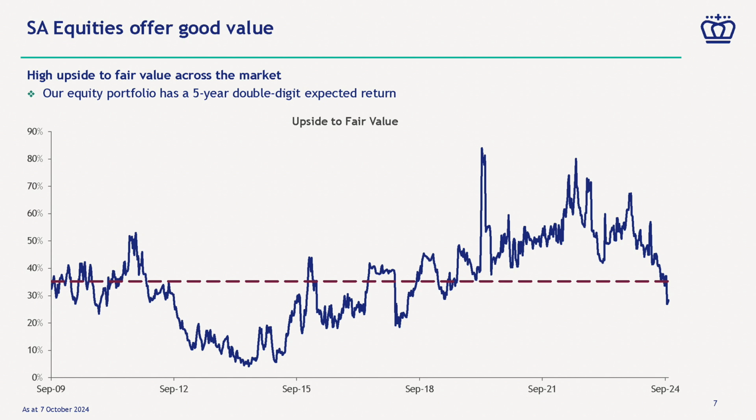Another data point here, just confirming that view that our SA equity market is cheap, is our own internal assessment of upside to fair values. Again, a long-term graph from September 2009 to today, showing you that the upside to fair value has come in from 6 to 12 months ago. So there was definitely more value in SA equities a year ago, and the re-rating has taken some of that upside away. But still, 30% upside to fair value is not to be laughed at.